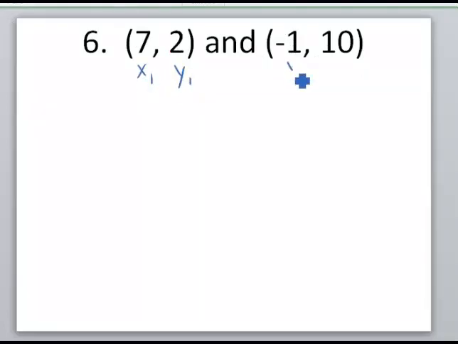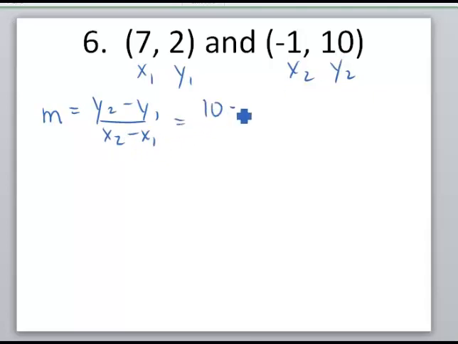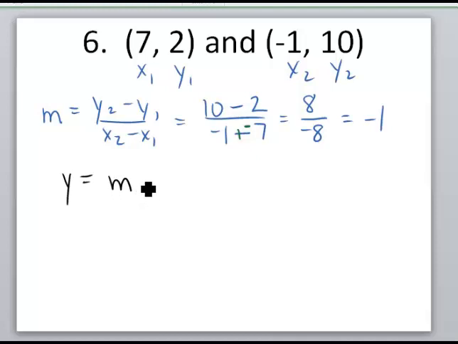x1, y1, x2, y2. If you have not tried to do one of these on your own yet, please pause the video and try this one on your own and then check your answer with me. Your slope is y2 minus y1 over x2 minus x1. y2 is 10, minus y1 is 2. x2 is negative 1 minus x1 is 7. So we end up getting 8 over, show my sign change here, I get a negative 8, which is a negative 1. Y equals mx plus b.